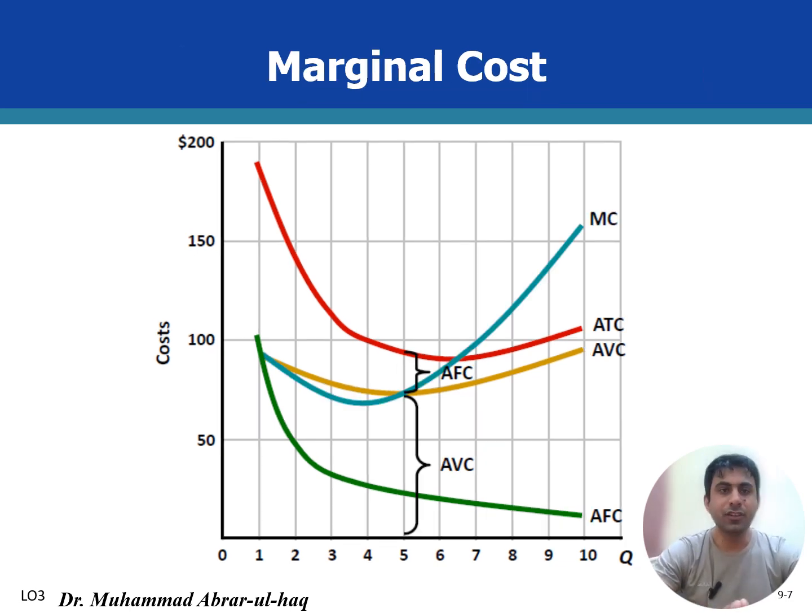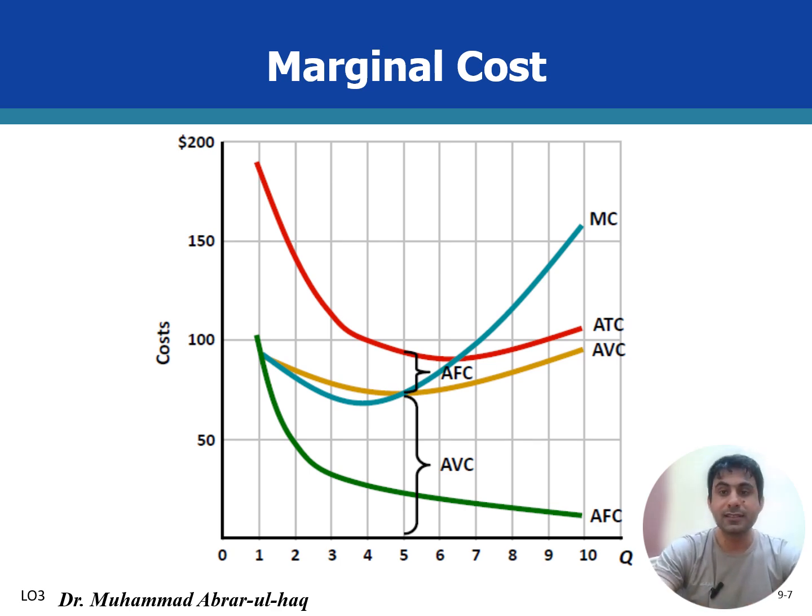Now let's look at the shifts in the curves that will occur if either resource prices or technology change. For example, if the fixed cost increases, both the average fixed cost and average total cost shift upward. If the labor cost rises, then the average variable cost, average total cost, and marginal cost will shift upward.